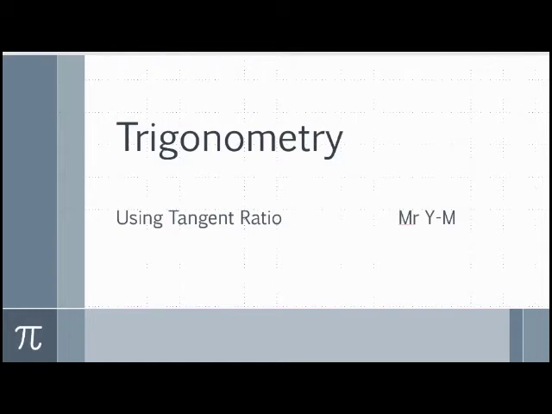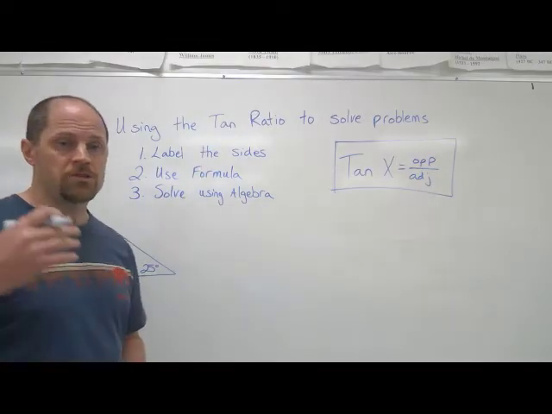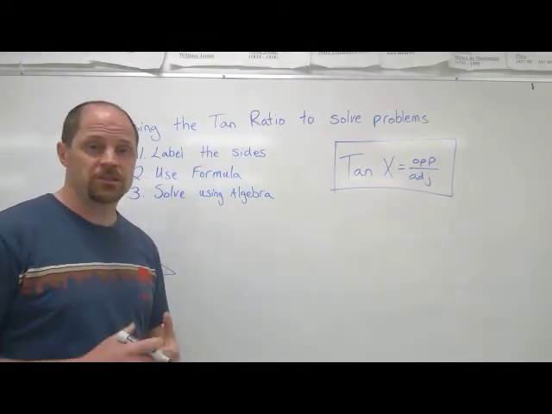So what we're going to do is put this into use. How do we use the tangent ratio to solve something in a triangle? Basically, you need to have watched the previous videos on how to use algebra and the tangent ratio. You should know how to type tan into your calculator and solve the equations. Okay, so how do we put all this together to actually solve the problem?